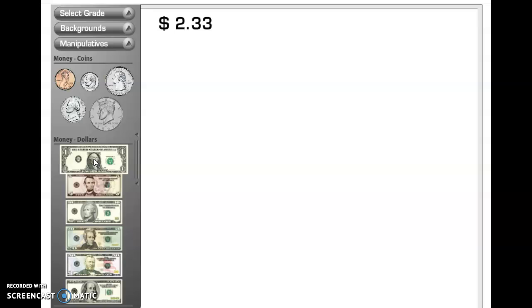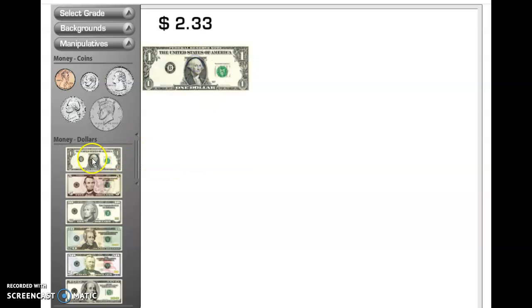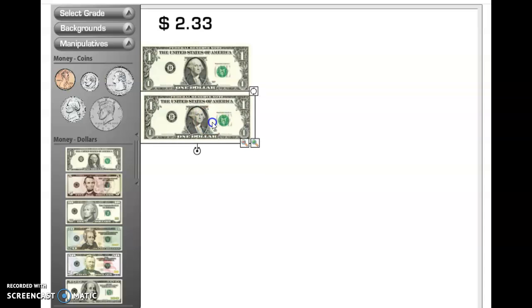So I'm going to show you a couple of them because in the next slide, you are going to have to create the amount of money that I've given you, and one of them is going to have to be with the least number of bills and coins. So this first one is $2.33. I have $2, and then I'm going to do 33 with 3 dimes and 3 pennies. Okay, so there's $2.33 represented.